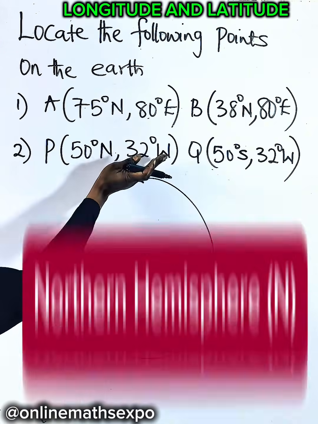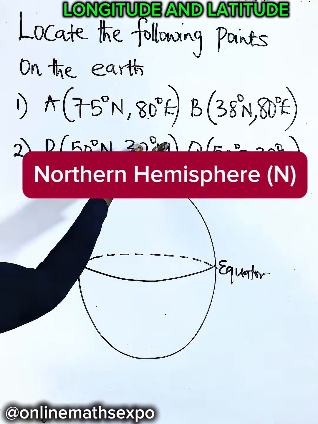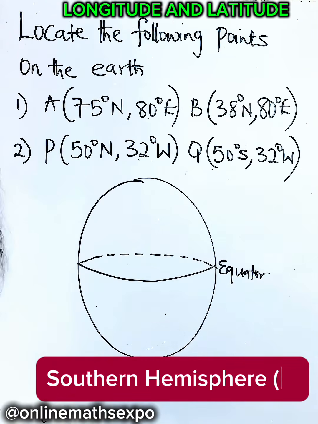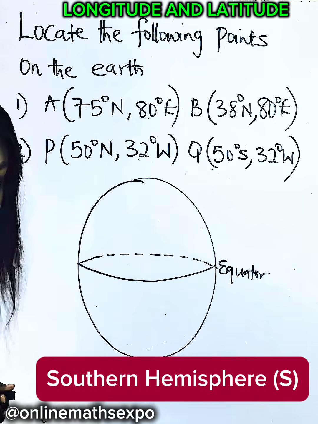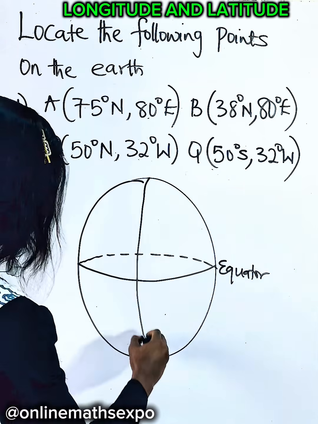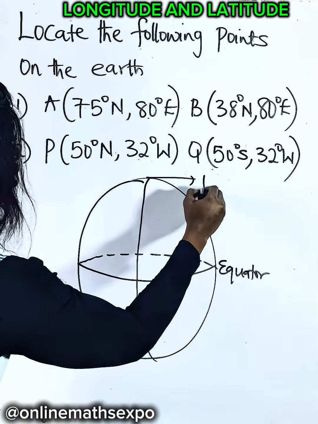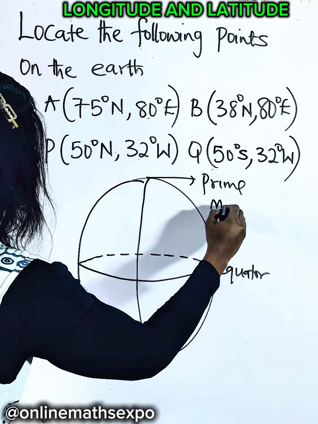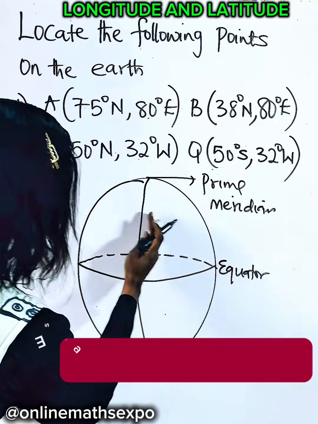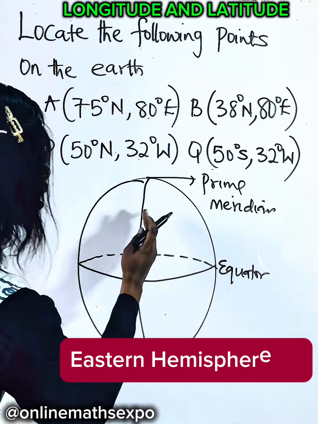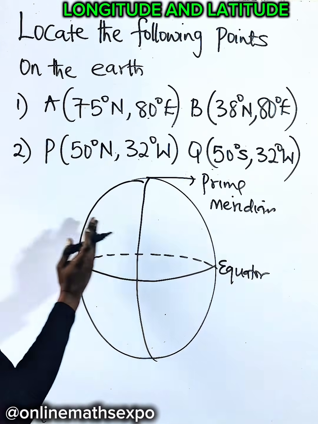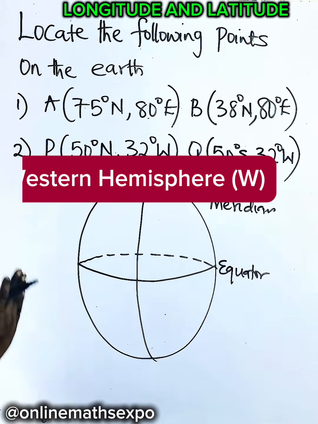From here to this part is the one we call the northern hemisphere. And from here to here is the one we call the southern hemisphere. Another line divides it vertically in this form. We call this line the prime meridian. And this line divides it also equally. This part is the one we call the eastern hemisphere. All this part is eastern. And this part is the one we call the western hemisphere.